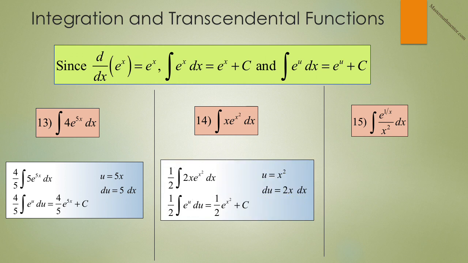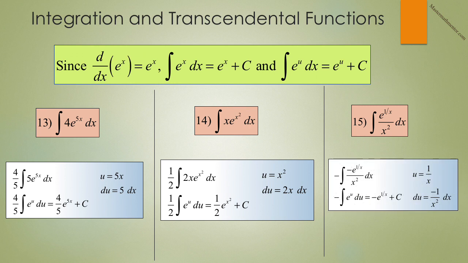14 reads the integral of x e to the x squared dx. U will be x squared and du is equal to 2x dx. We can do this if we put a 2 to the inside and a 1/2 to the outside, and write this as 1/2 the integral of 2x e to the x squared dx, or 1/2 the integral of e to the u, which again is 1/2 e to the u, or 1/2 e to the x squared plus c.